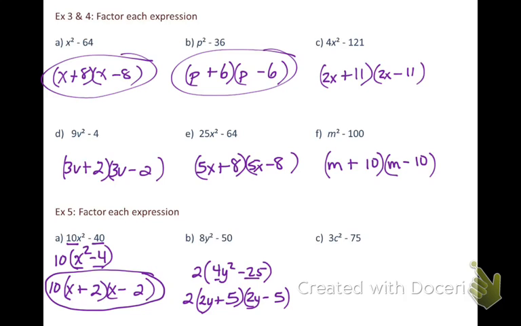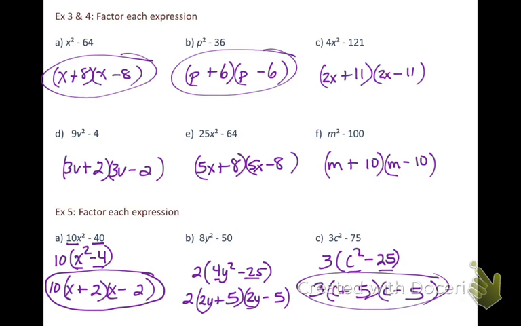And C, I can take out 3, so I have c squared minus 25. And c squared and 25 are both perfect squares, so I'm going to break them up. So break up c squared into c and c, and a plus and a minus. And break up 25, which would be 5 and 5.